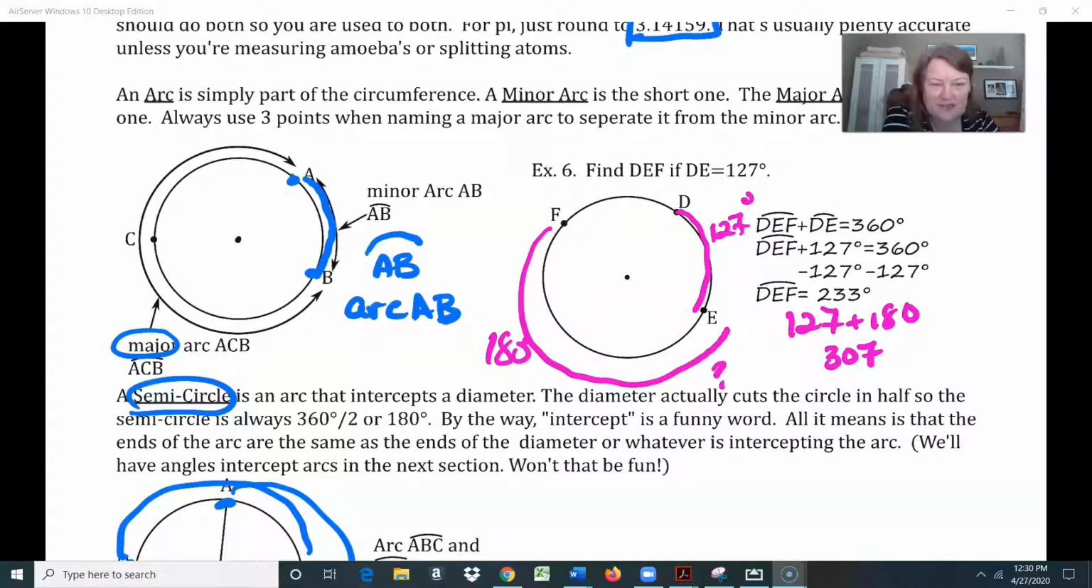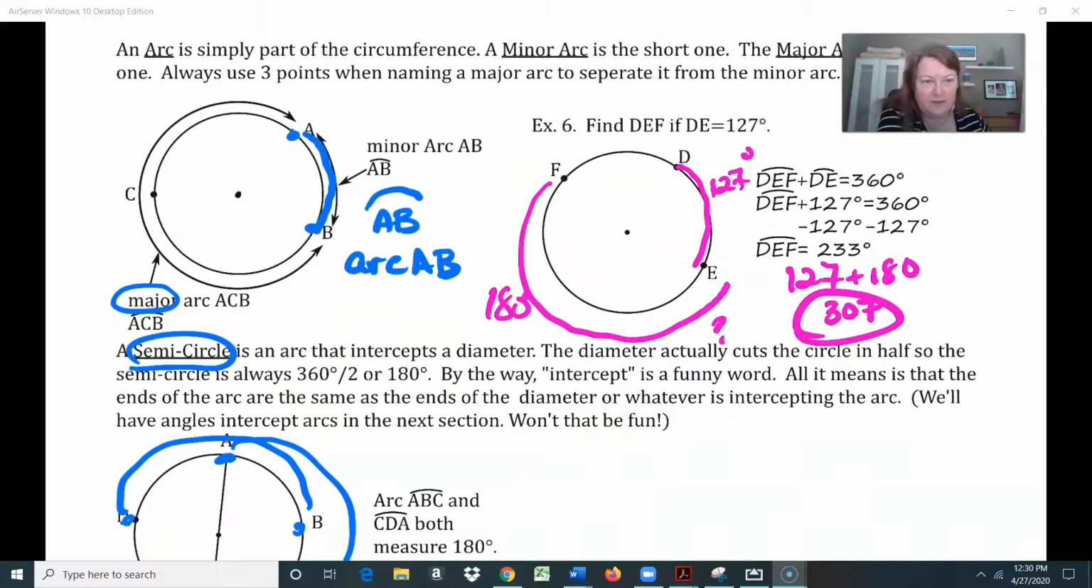Let's see, what did they do? Well, they went around the entire thing and they said that DEF plus DE, wait, DEF plus DE, well, that's not right. How can DEF plus DE be equal to 360? We don't know that. I like my answer better. Okay, I like the 307 better.